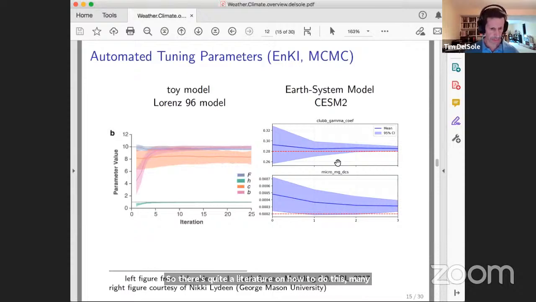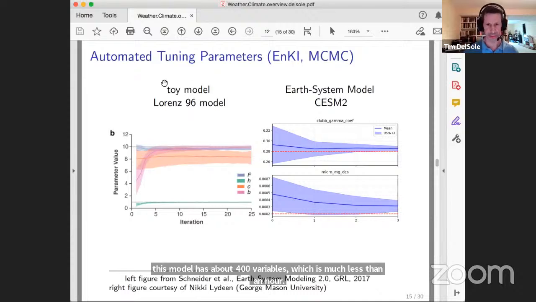One recent method that's been proposed is the Ensemble Kalman Filter. On the left side, I'm showing a figure from Schneider et al. in a paper titled Earth System Modeling 2.0, which I highly recommend. It shows the result of applying the Kalman filter to tune 4 parameters in the Lorenz 96 model. This model has about 400 variables, which is much less than an Earth system model.